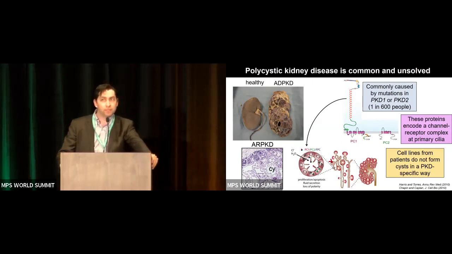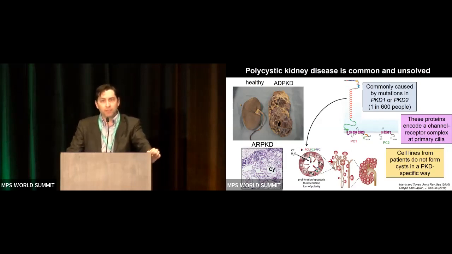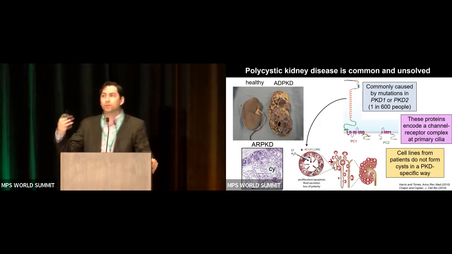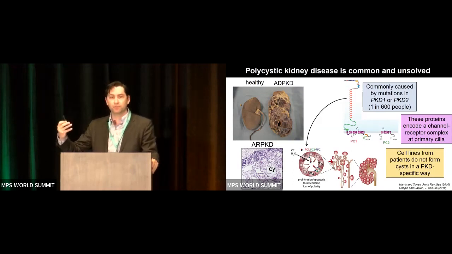Now, we've known the genes that cause this disorder for 25 years going on now, PKD1 and PKD2, but fundamentally, we don't know exactly what they do. They seem to encode a channel receptor complex that localizes to this antenna-like structure called the primary cilium at the apical surface of the cells. But why this results in cystogenesis has long been a mystery.